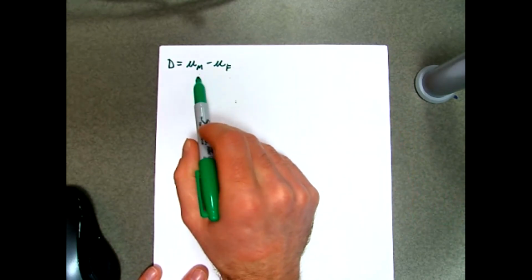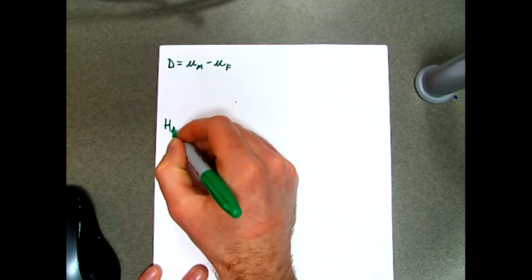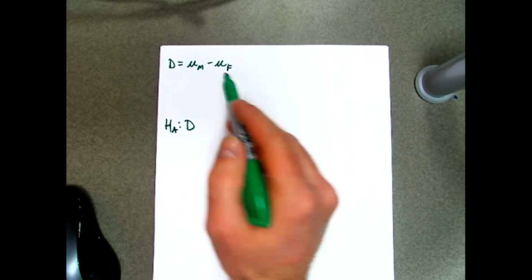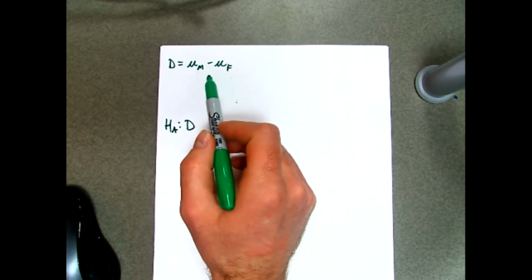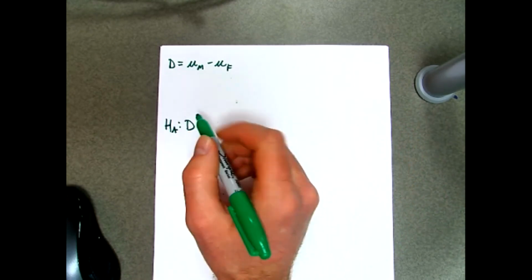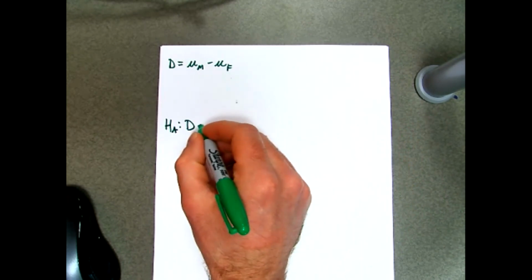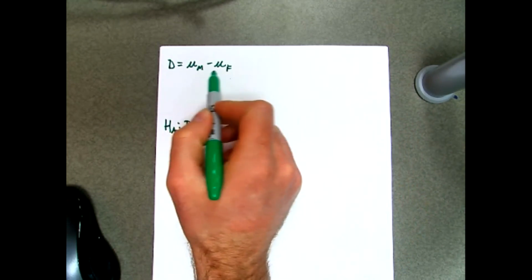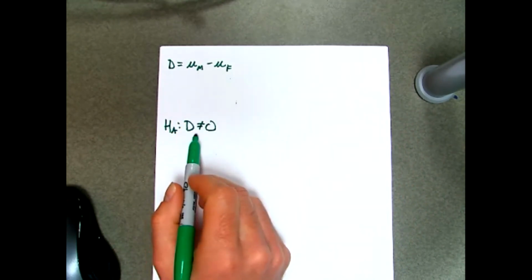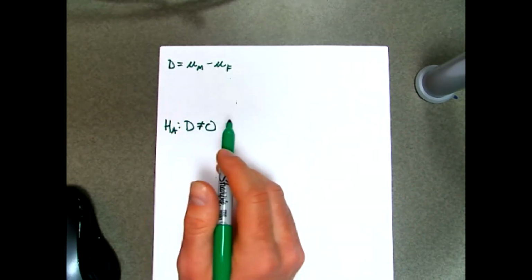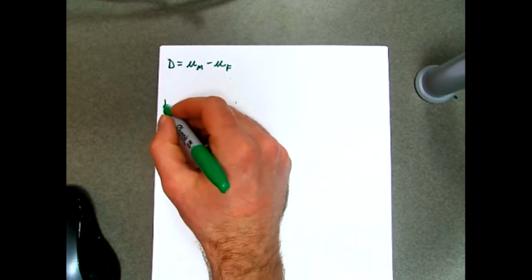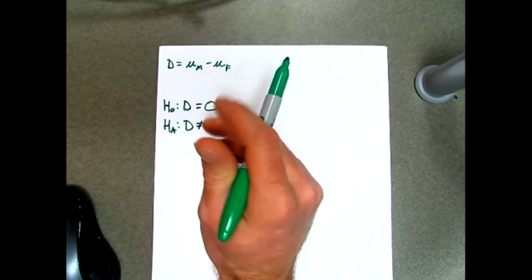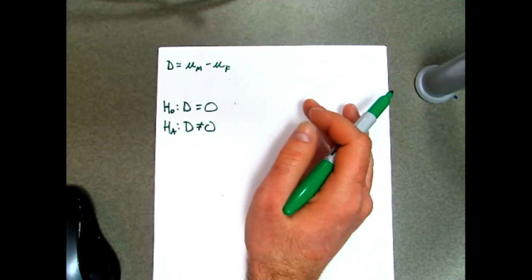If I want to know if they're different from each other, what am I trying to test for? If these two values are different from each other, that's really saying the difference is any value other than 0. If they're different from each other, then I want to test whether that difference is something other than 0. So I would assume the opposite is true, which is that they are exactly equal, that they are not different from each other.